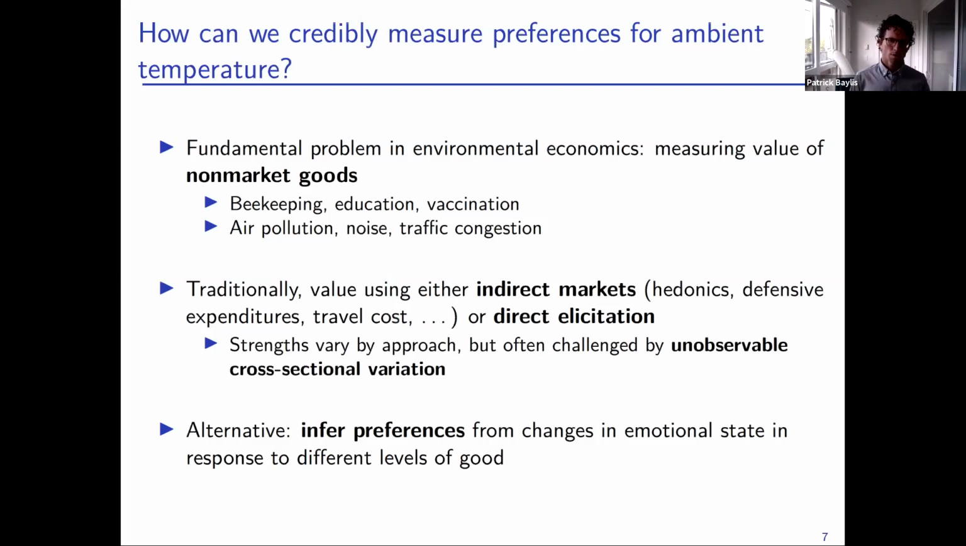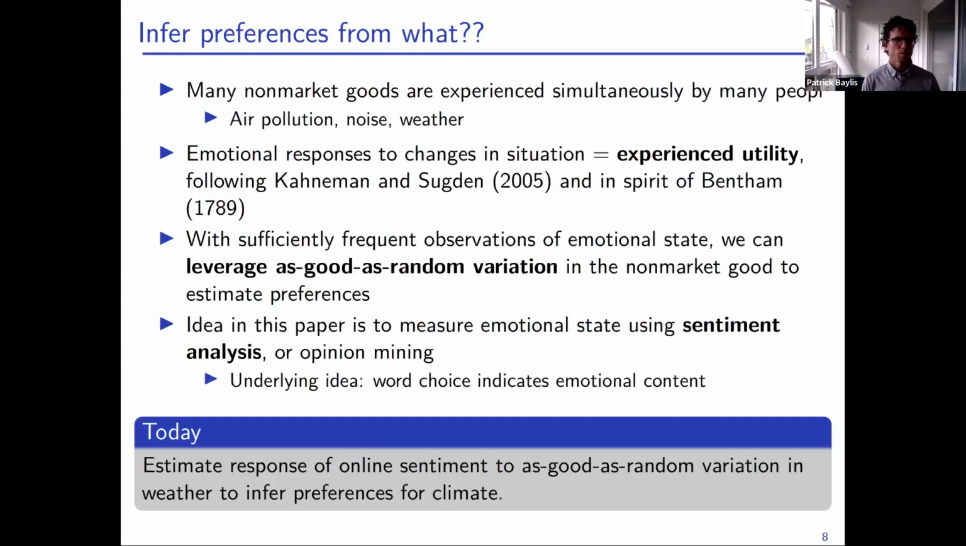An alternative that I'm going to propose to undertake here is to infer preferences from changes in people's emotional state in response to different levels of the good, in this case, different temperatures. So does that alternative make any sense? What are we even inferring preferences from here? Well, I want to try to justify this by starting with this observation. Many of the non-market goods that we're thinking about, weather, of course, but also air pollution, noise, others, are experienced simultaneously by many people all at once.